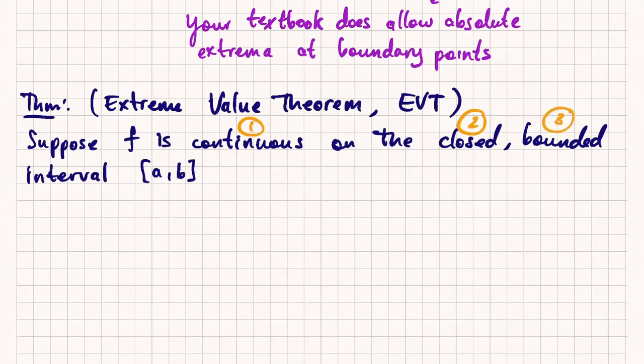If you're not sure what closed means, it means both endpoints must be included in the domain, right? So I have a square bracket on both endpoints. Bounded means it's not going off to infinity. So for instance, the interval [1, ∞) is closed, but it's not bounded. The interval just goes off to infinity. It has arbitrarily large values in the domain. So if you have those three conditions, then you are guaranteed that the function has a maximum and minimum.